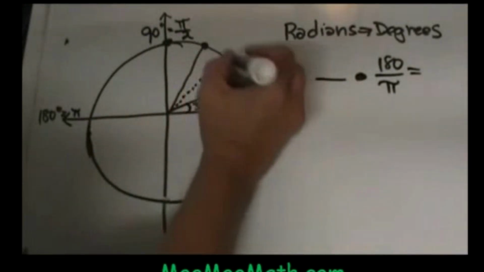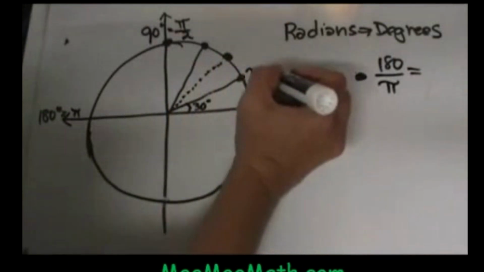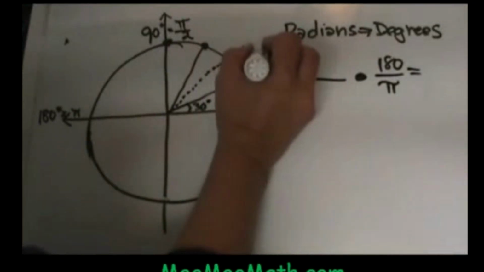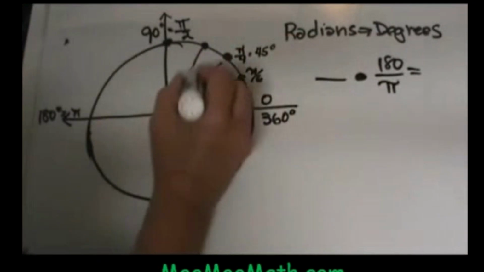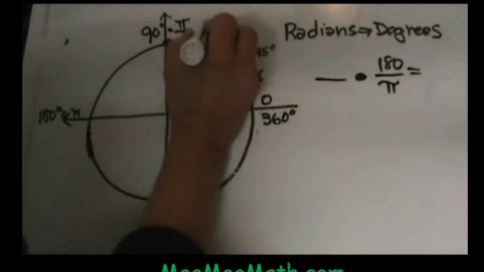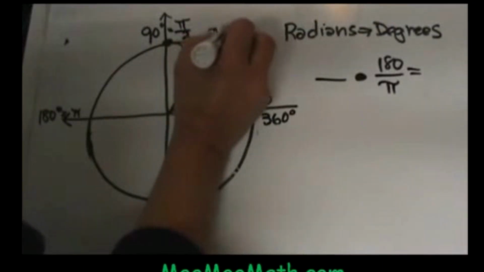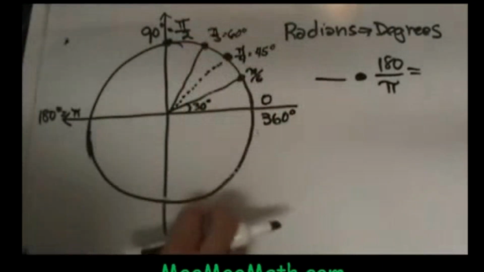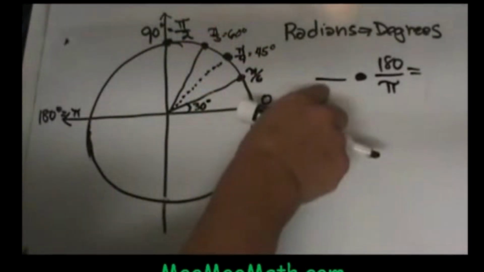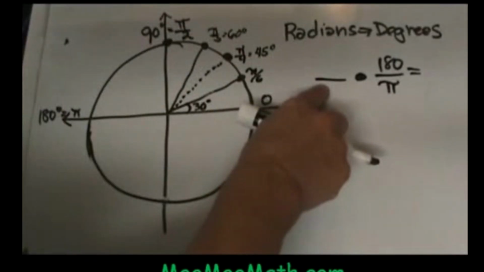The second step up here is going to be pi fourths, which is equal to 45 degrees. And the third step is pi thirds, which is equal to 60 degrees. Now, those are equivalent to each other. Well, now let's talk about how to switch from one to the other.